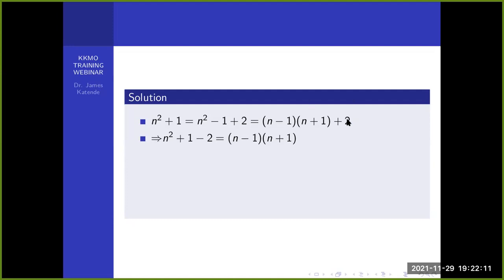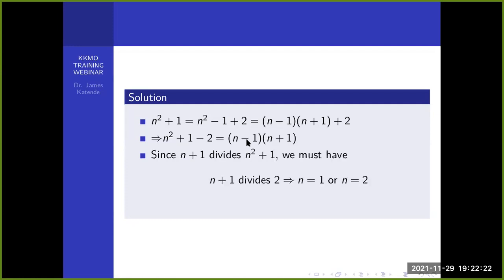So we can subtract 2 from both sides. So n squared plus 1 minus 2 will be equal to n minus 1 and n plus 1. But we have some information already. We know that n plus 1 divides this first term, n squared plus 1. We want n plus 1 to be a factor of this first term. That can only happen if it's also a factor of the second term. So it must divide 2. N plus 1 must also divide 2.